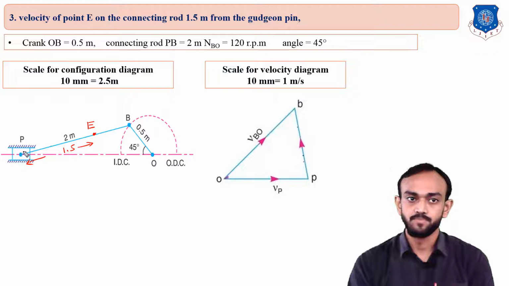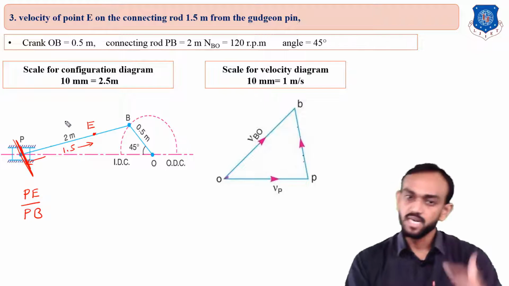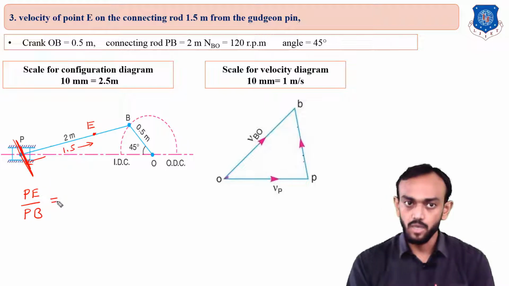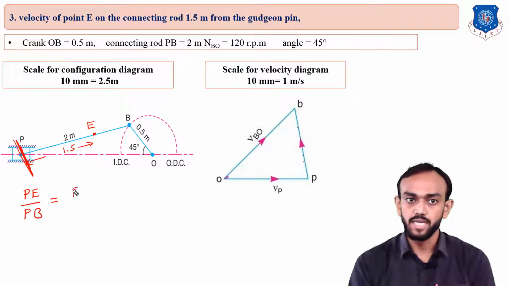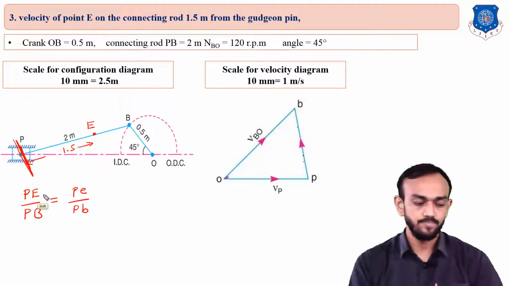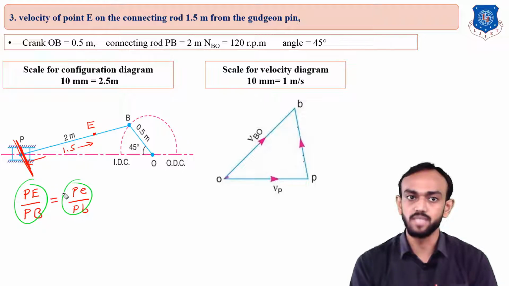Let's check this. I will take the reference point as P. So I can write the P to E distance divided by the P to B distance on a space diagram. P to E divided by P to B is equal to, this ratio will be the same on a velocity diagram, pe upon pb. This is for the space diagram, capital letters are for the space diagram and small letters are for the velocity diagram. So the P to E distance, you know, is 1.5, divided by the P to B distance, and you know that distance.